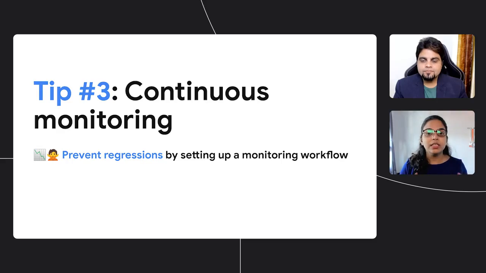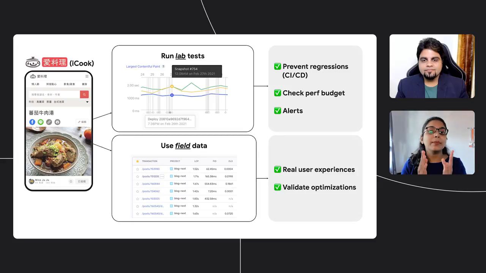Last tip, invest in continuous monitoring to prevent regressions. Because as they say, performance is a journey, not a destination. Just like how we saw Tokopedia investing heavily in monitoring tools, iCook uses periodic lab tests as preemptive monitoring and field data as the source of truth of how their users are actually experiencing their website, as well as to validate the optimizations that were going into production.